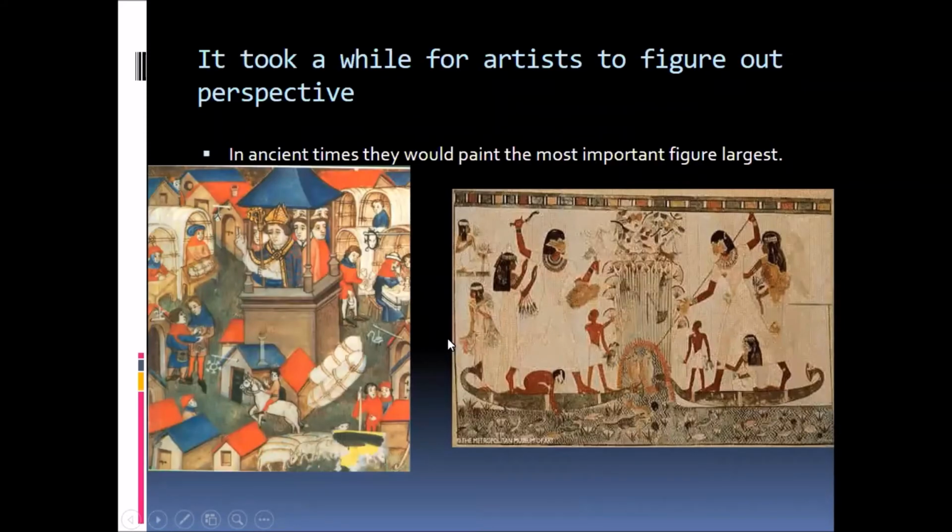Okay, so perspective, oddly enough, it took a very long time for artists to figure out. In ancient times, they would draw things without perspective. If we look at the picture on the left, we see the priest is very, very large, even though he's on top of the tower. And these people are smaller than the ones over here. So what that tells us is that the larger you were, the more important you were.